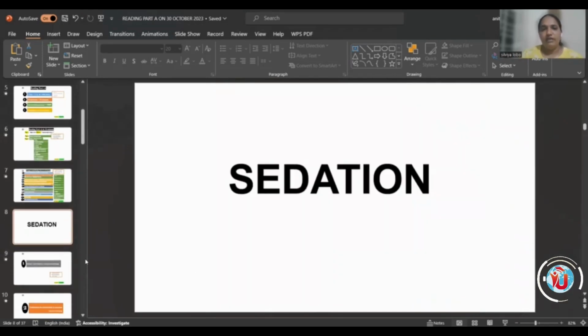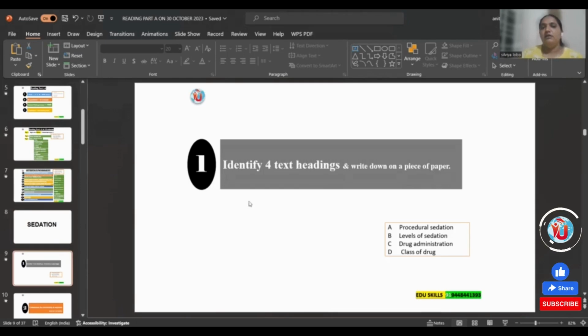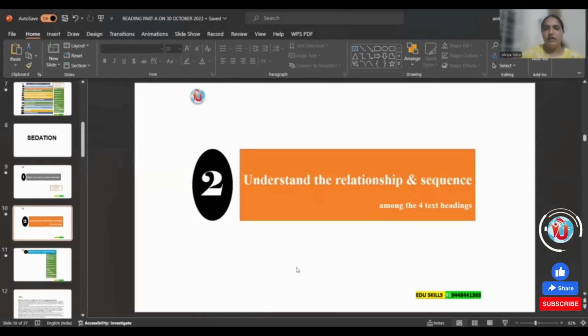So today's topic is sedation. Identify the four text headings and write them down on a piece of paper. Today's topic is about procedural sedation, levels of sedation, drug administration, and class of drug. Understand the relationship and sequence.